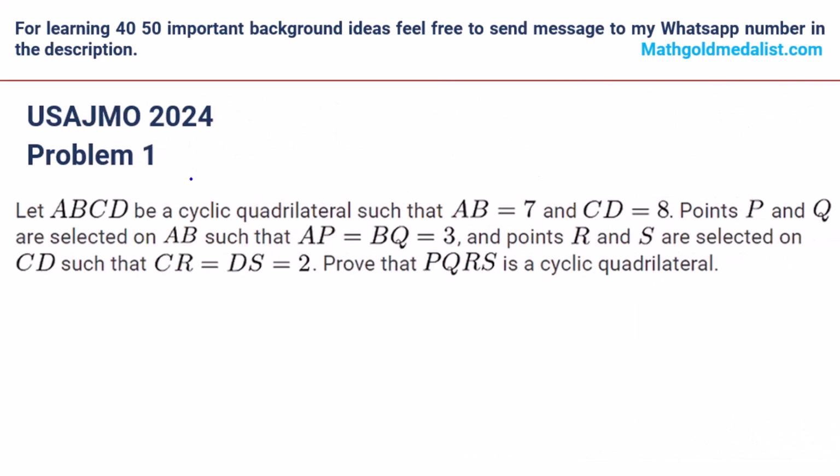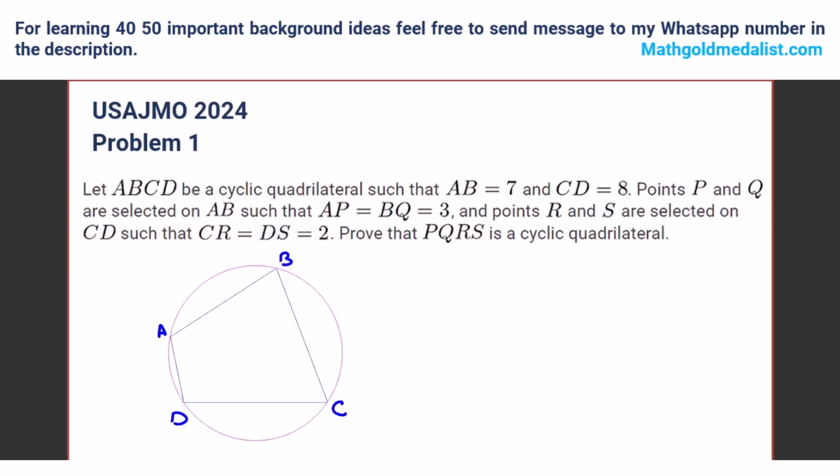JMO 2024 problem 1. It says let ABCD be a cyclic quadrilateral such that AB is 7 and CD is 8. Then it says points P and Q are selected on AB such that AP is equal to BQ is equal to 3. So AP is 3, BQ is 3, and this one is 1.